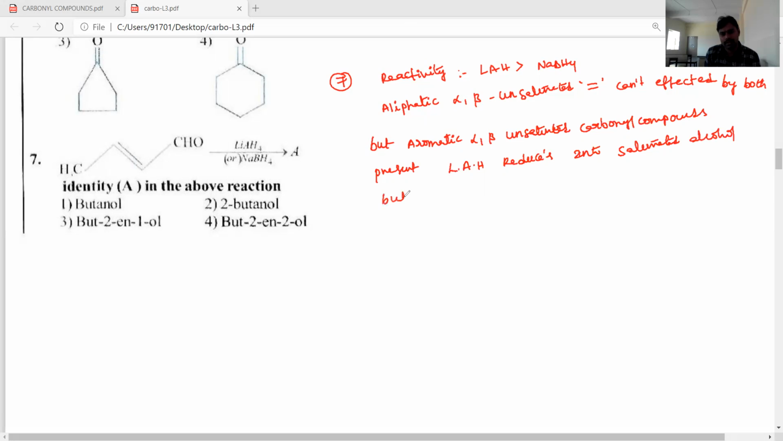but sodium borohydride reduces only the C double bond O group into alcohol. Okay, so that is the difference. So generally it is an alpha beta unsaturated aliphatic carbonyl compound.